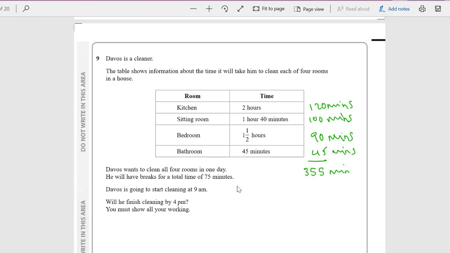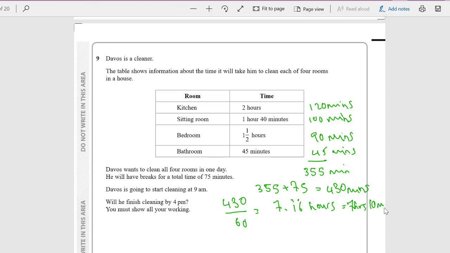Now I know that I'm gonna have a break. Davos is gonna have a break totaling 75. So 355 plus 75 equals 430 minutes. Now I know that this is how long it's going to take. So if I divide this by 60, that will give me the answer in hours. So that's going to be 7.16 hours, which equates to 7 hours and 10 minutes.